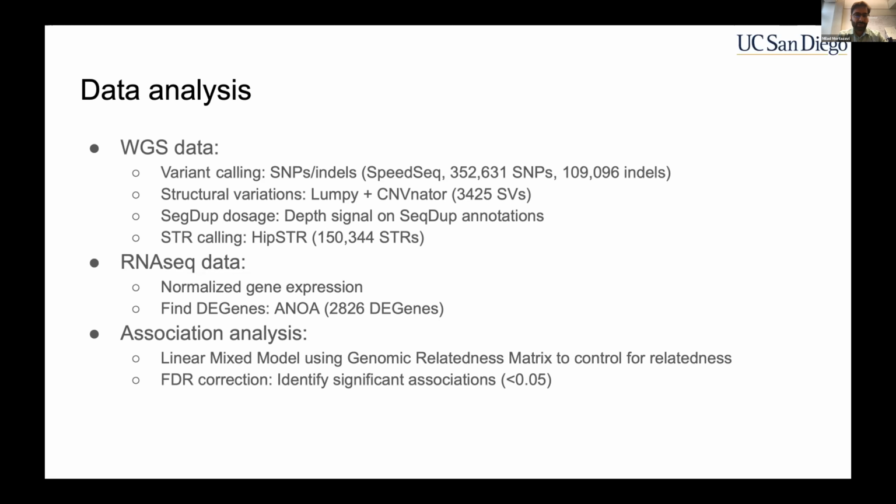Following that, we did association studies with linear mixed models using a genomic relatedness matrix to control for relatedness in these samples. And significant associations were inferred by FDR corrections.